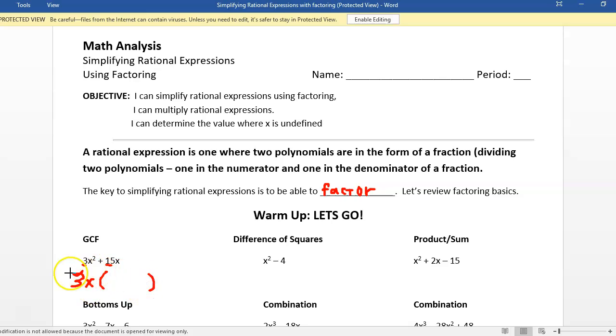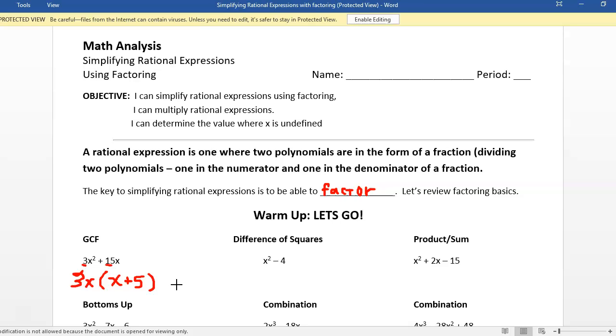And then what I do is I write my GCF in the front of the parentheses, and of course we leave in what we're left with when we divide each term by the GCF. I would be left with x plus 5.